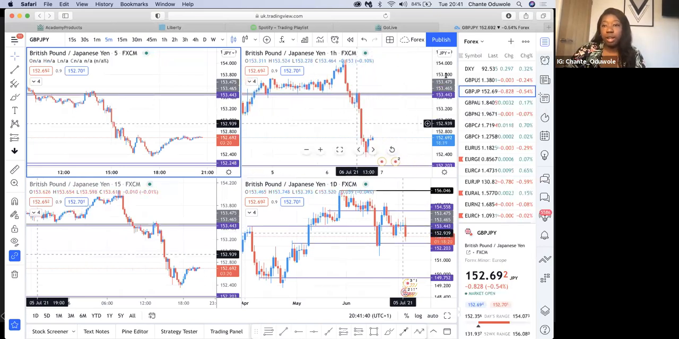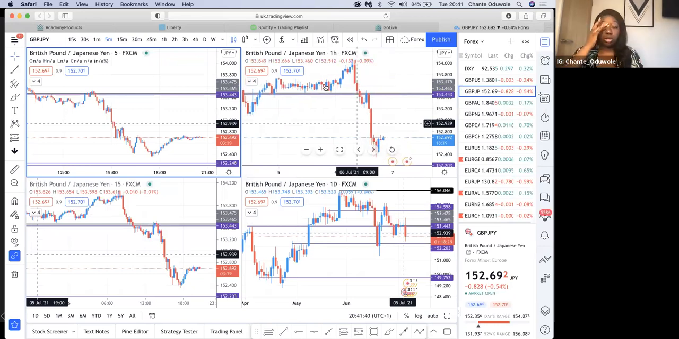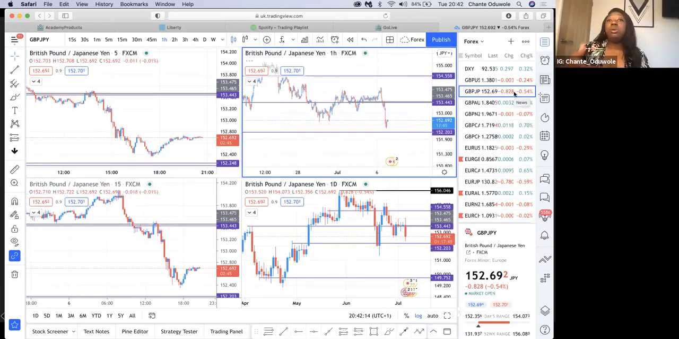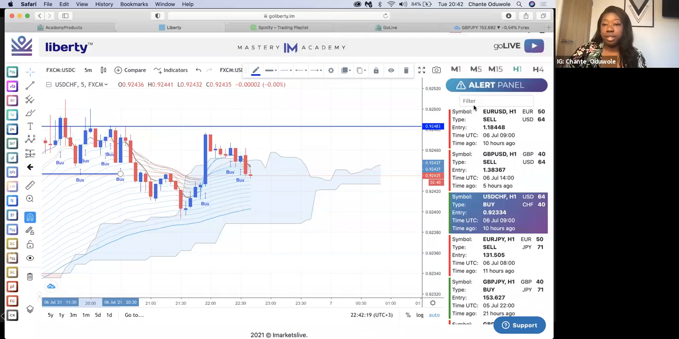Overall, if we look at this 1 hour time frame, we can see it's been on a downtrend for a while. It's gone up, it's still working its way down. So I only want to look to sell and not buy, because you do not want to counter trend. All of these things are helping you in your success of trading and using Liberty.